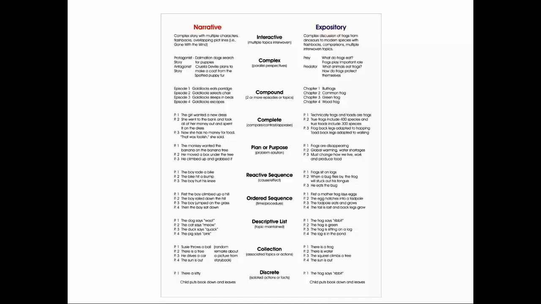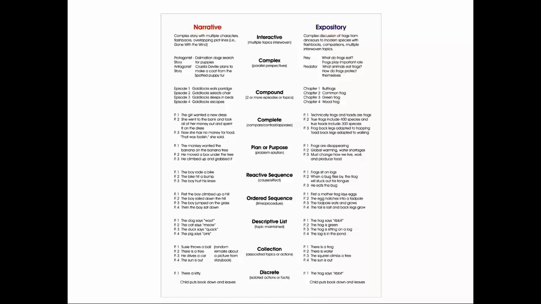The monkey wanted the banana on the banana tree. He moved a box, and so here's his solution. He moved a box under the tree, and he climbed up and grabbed it. Over in the expository side, frogs are disappearing, global warming, water shortages are its cause. We must change how we live and work and produce food. So this is a problem solution.